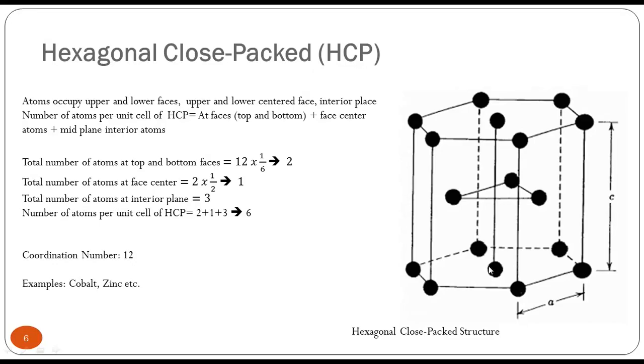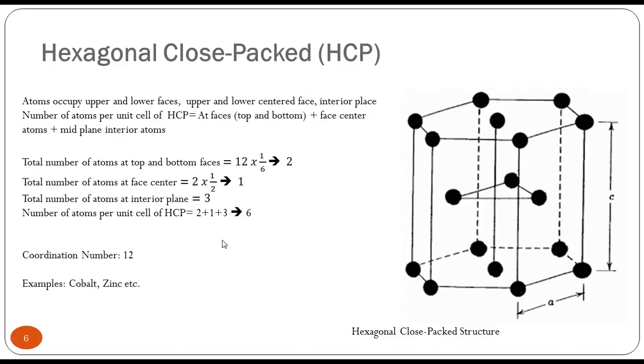For the atoms which are present at the center of the face, there are basically 2 atoms, and again like in the face-centered case, half of the atom is coming per unit cell. So in total, half from the top and half from the bottom, so basically 1 atom per unit cell is coming from the center of these faces. And we will take the 3 atoms as they are from the interior plane because they are not contributing to the neighboring repeating units. So when we calculate the total number of atoms per unit cell in hexagonal close-packed structure, it is 6.